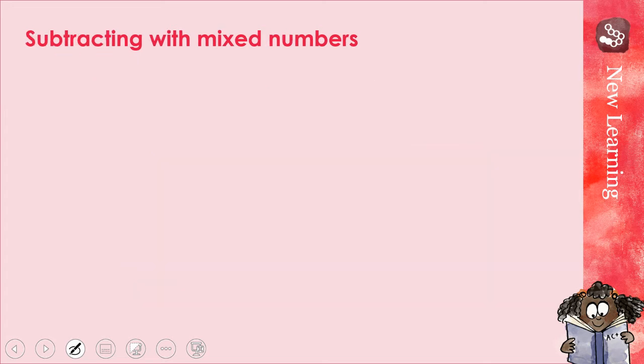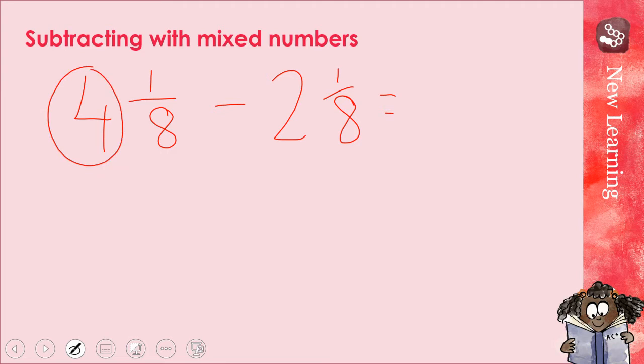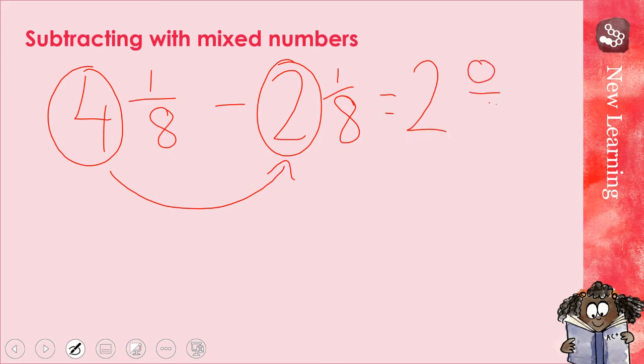Exactly the same sort of thing if I'm subtracting with mixed numbers. Okay, I might have 4 and an eighth, subtract 2 and an eighth. So I'm going to deal with my whole numbers first. 4 subtract 2 is 2. 1/8 subtract an eighth is no eighths. Okay, we could just leave the answer as 2, or we could write 2 and no eighths.